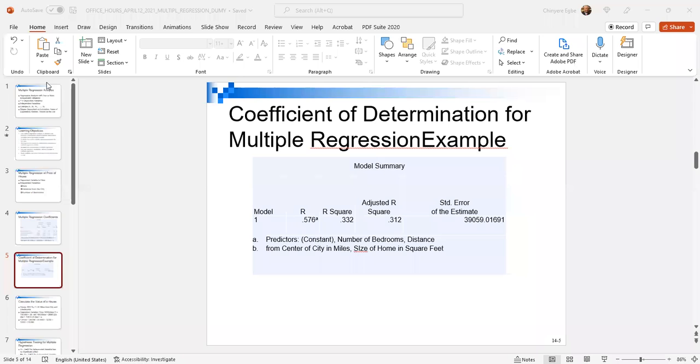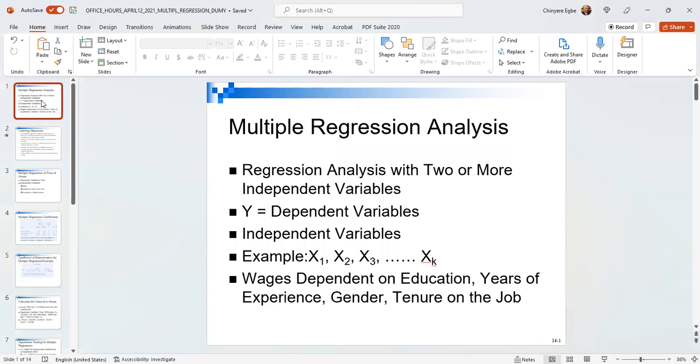All right, are you seeing my screen? Yes. Okay, so this is an example of multiple regression. Like we said, there is one dependent variable, y, and then there are several independent variables. We'll call them x1, x2, x3, up to xk, and there could be as many independent variables as possible.